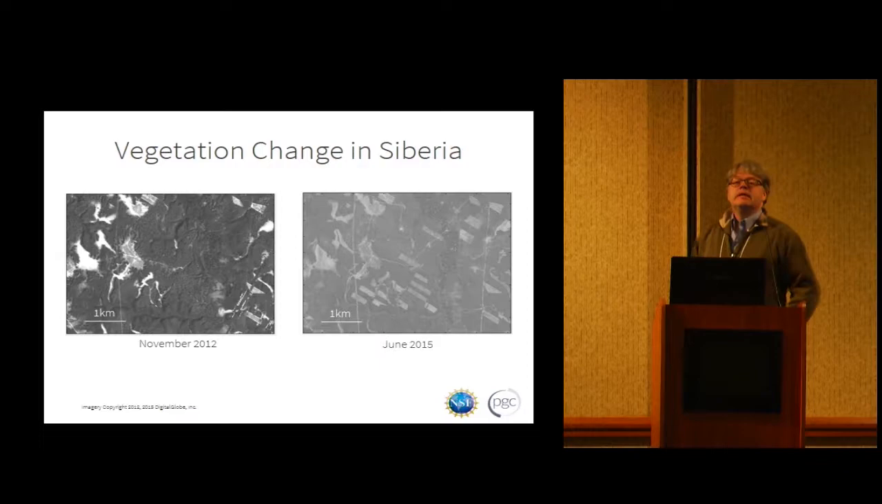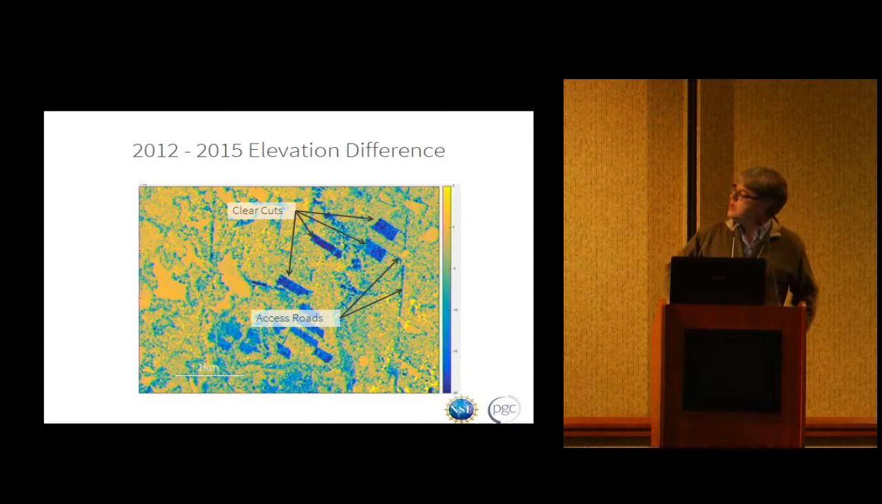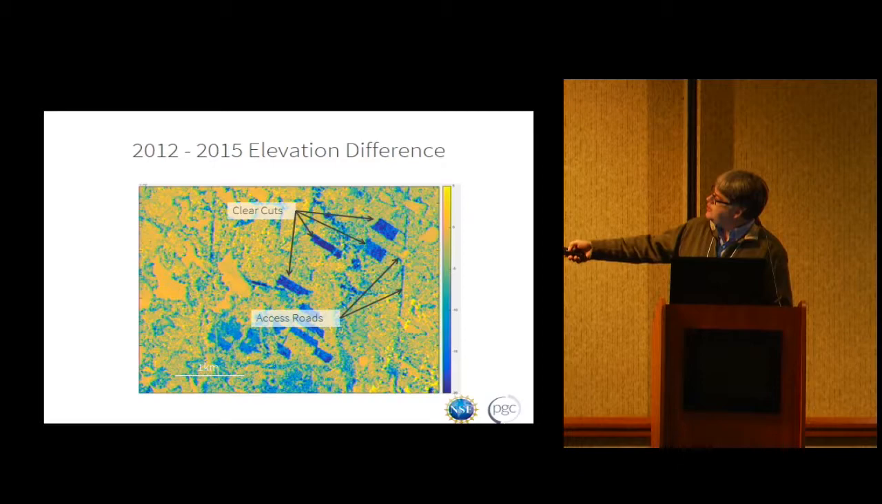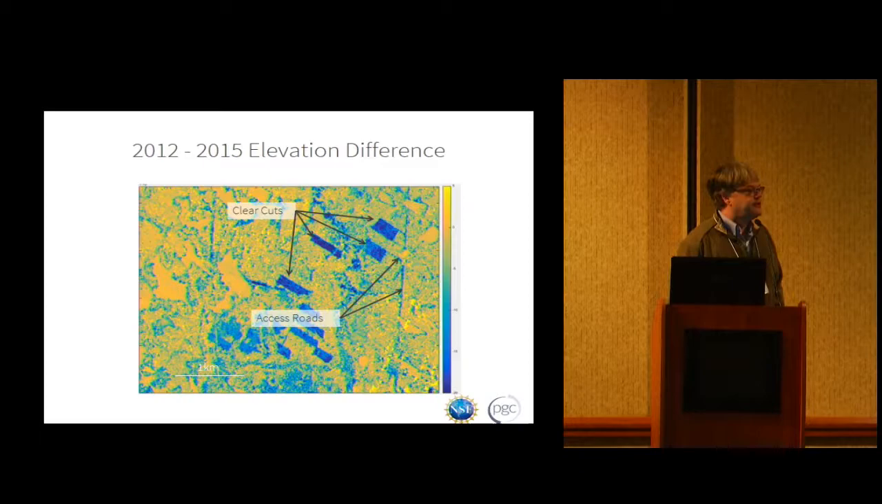Here's another one of my favorites in a remote, random place in Siberia. Here are two images from 2012 and 2015. We made DEMs for these two, we aligned the two, and then we subtracted them. And what you end up with is basically a difference map showing the basically clear cuts in this case. And they're so good here that not only do you see that you have clear cuts, but you can see that they have cut access roads to get in there. So we're seeing individual trees being cut down.